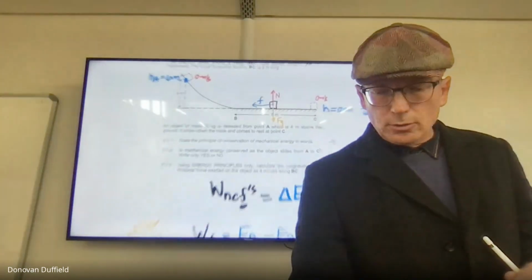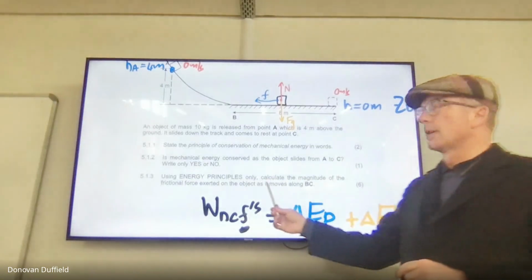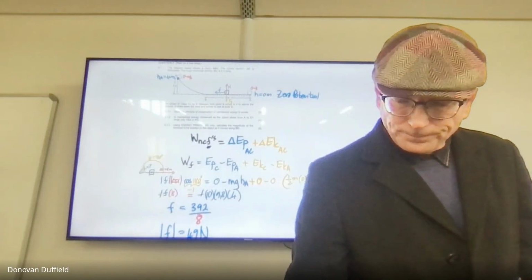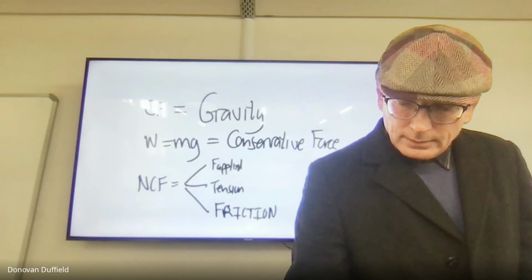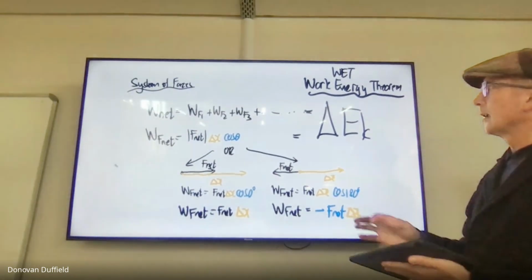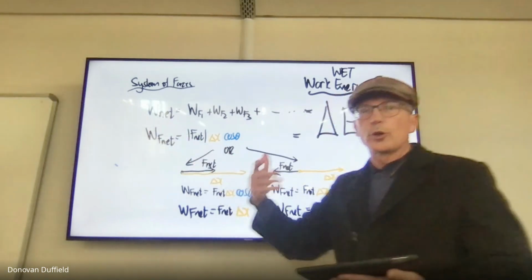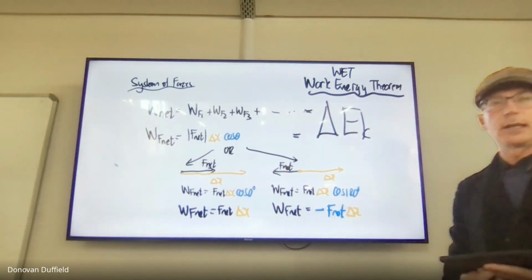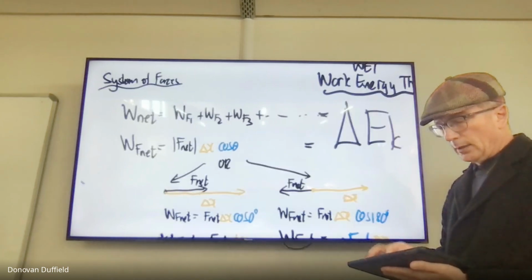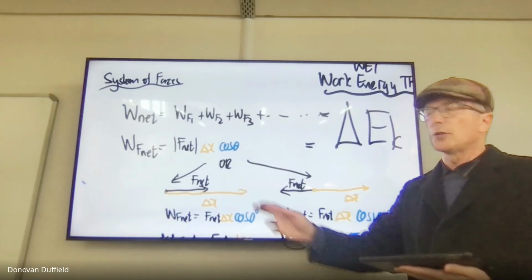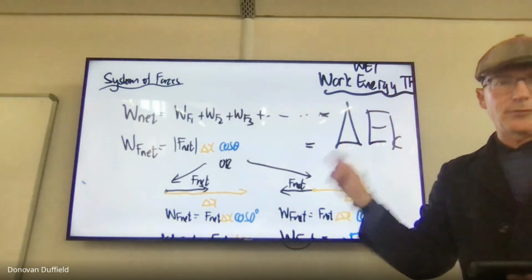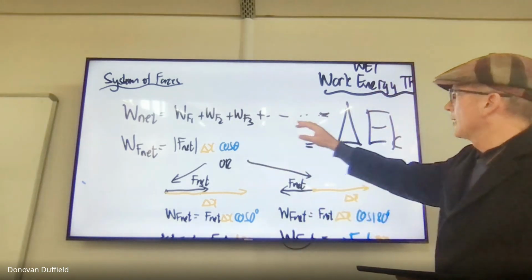If they were to say to you, you need to solve this using the work-energy theorem. Now, the work-energy theorem states that the work done by the net force, or the net work done, is equal to the changing kinetic energy of the system. So if you look at using the work net approach, then what you have to do is take every force in the system, work out the work done by that force, and then add them up.